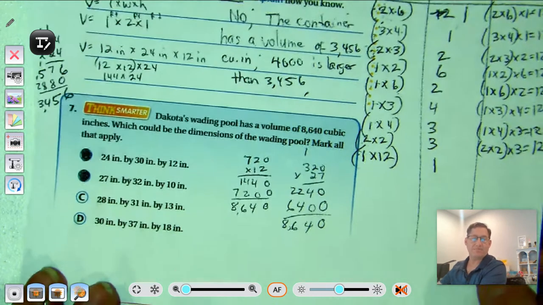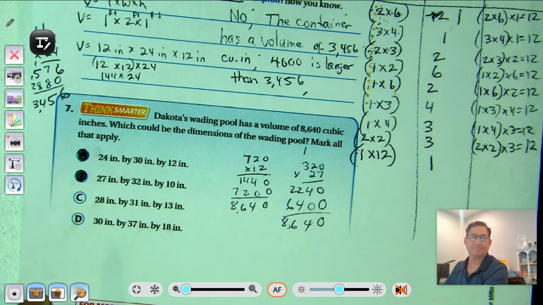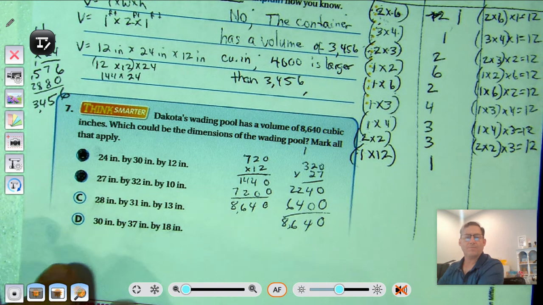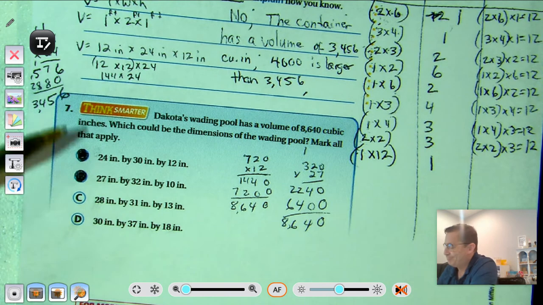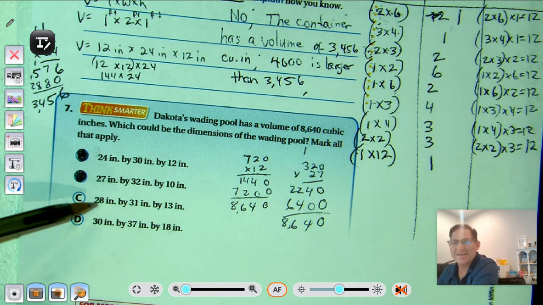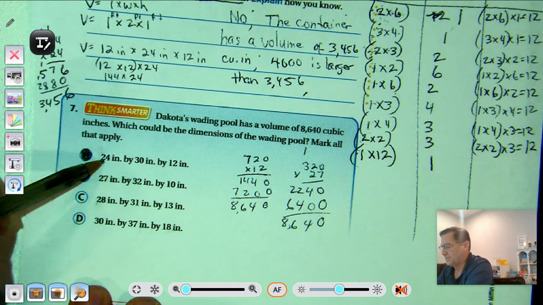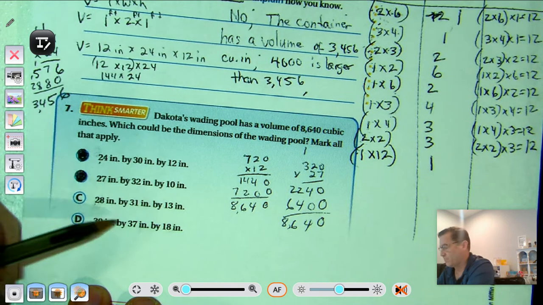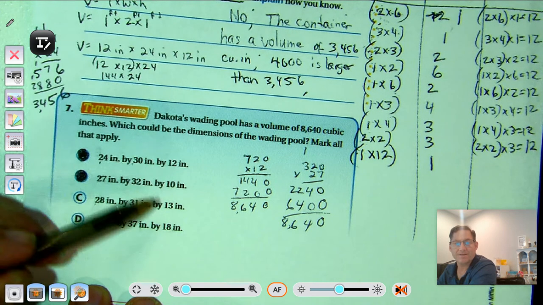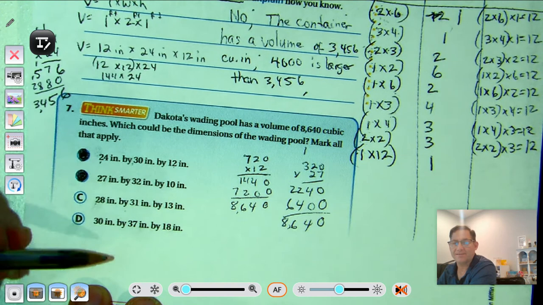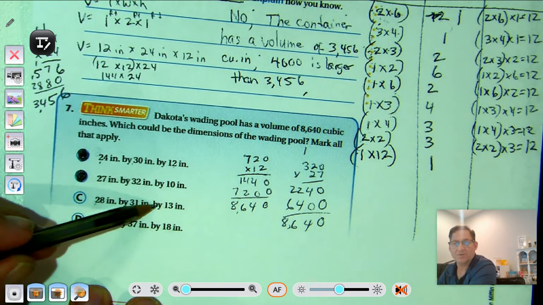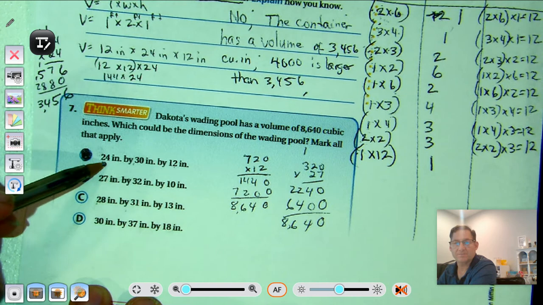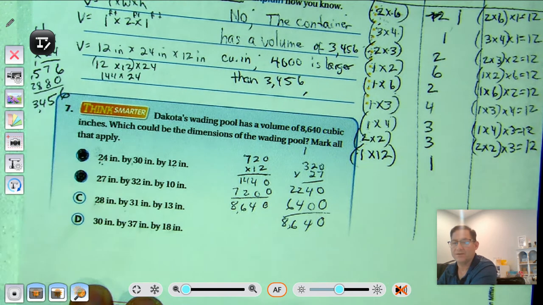28 times 31 times 13. Well, I'm going to use reasoning on this one. 28 inches, that's longer than that. 31 inches, that's longer than that. 13 inches, that's longer than that. So if all three dimensions are longer than this one, the volume has to be more than 8,640. So that won't work.